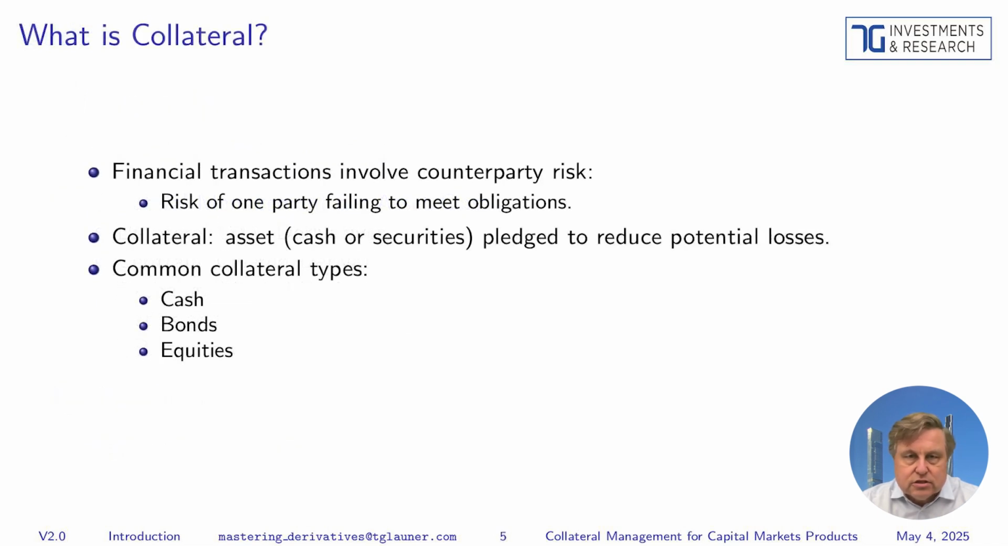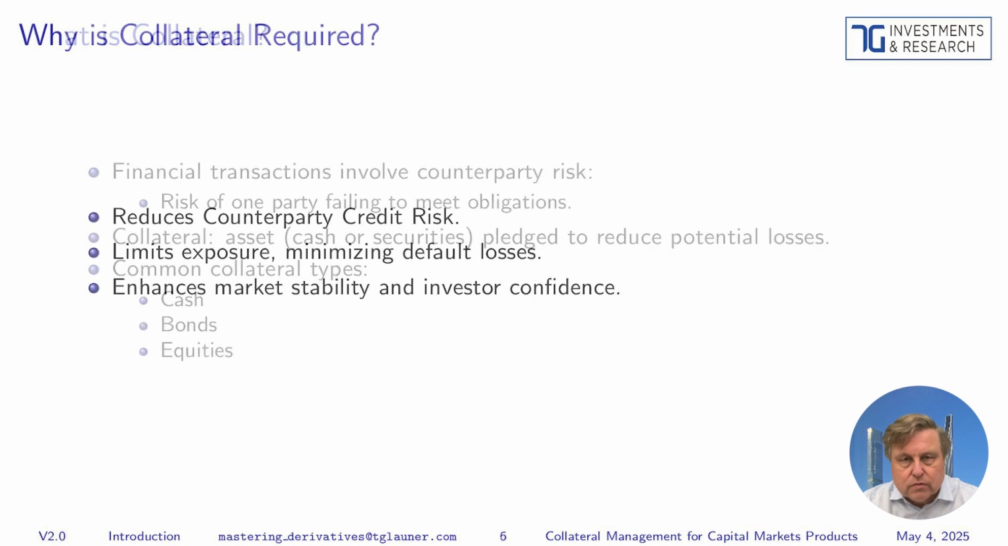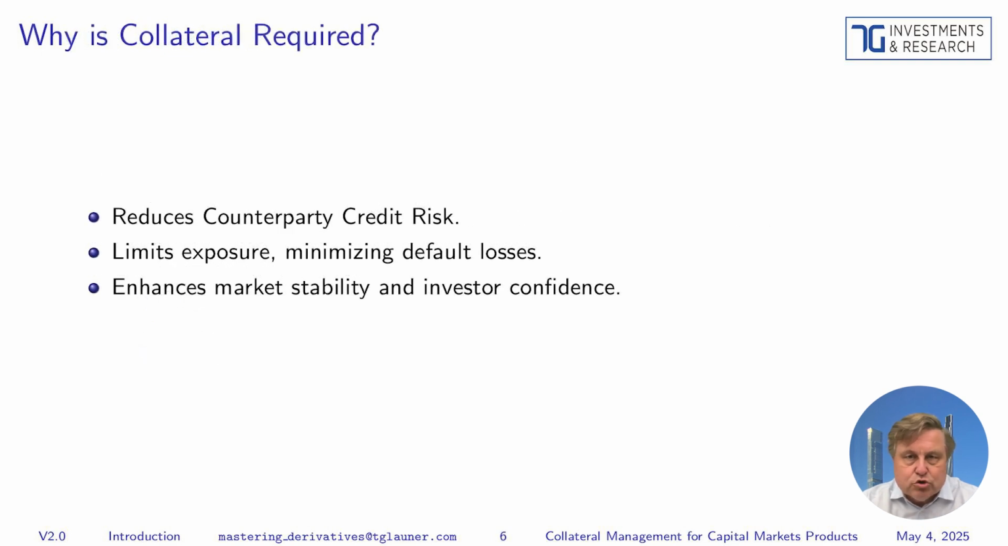In financial transactions, counterparty risk is a significant concern. This risk arises as one party may fail to fulfill its obligations. To mitigate potential losses from such risks, collateral is used. Collateral refers to assets that are pledged as security for the transactions. These assets can be in the form of cash or securities. Common types of collateral include cash, bonds, or equities. By using collateral, parties aim to ensure that obligations are met and reduce the impact of any defaults on the transaction's outcome.